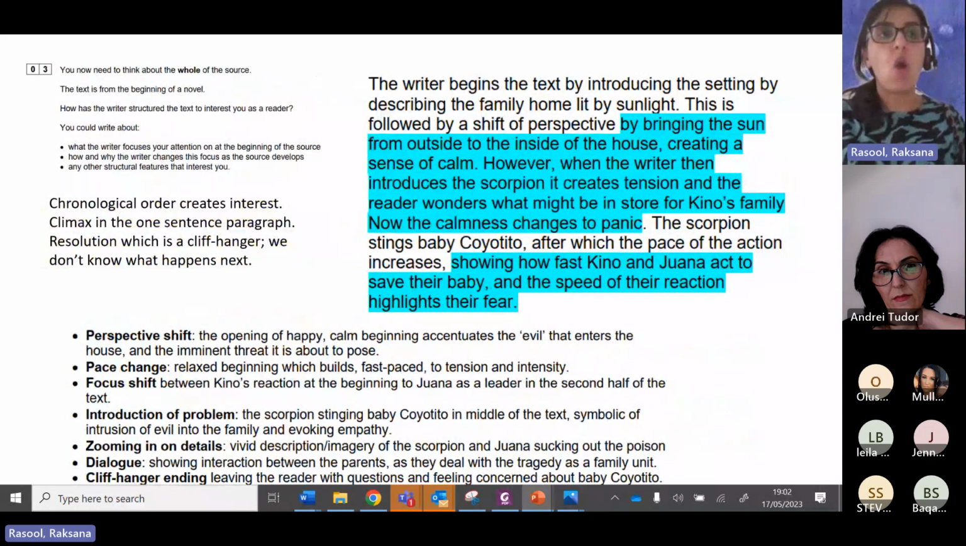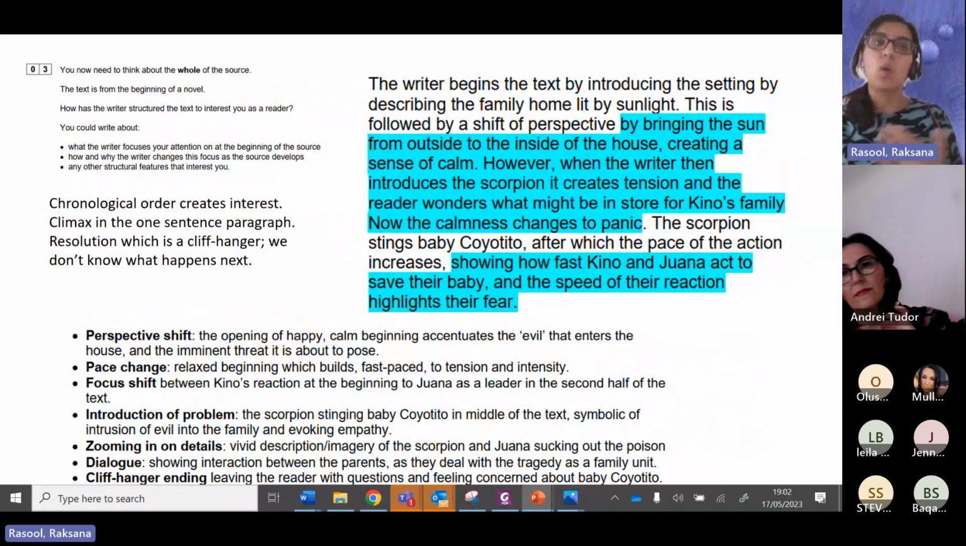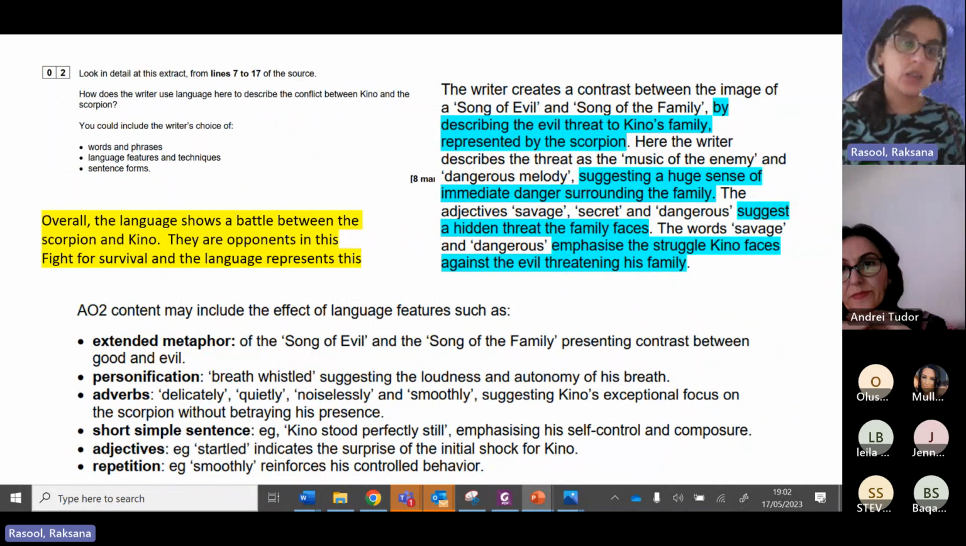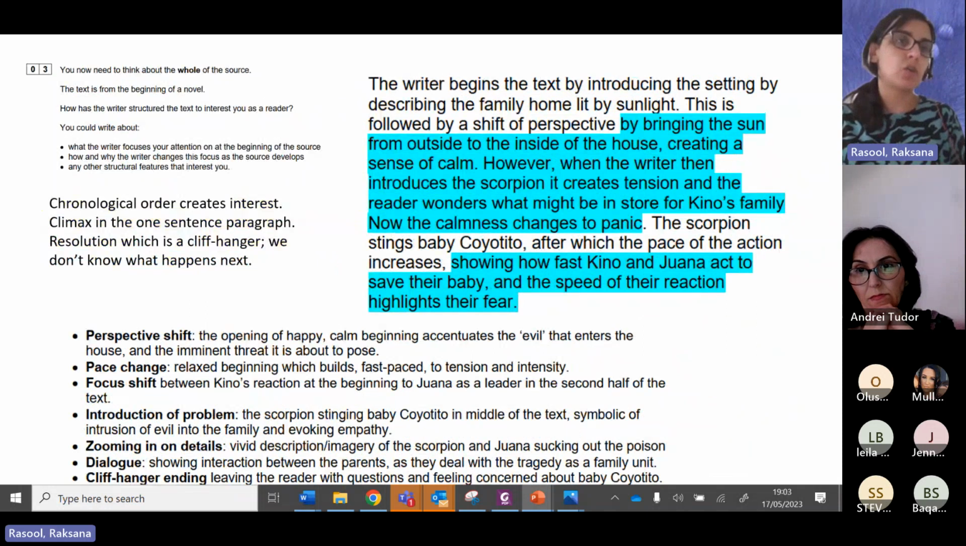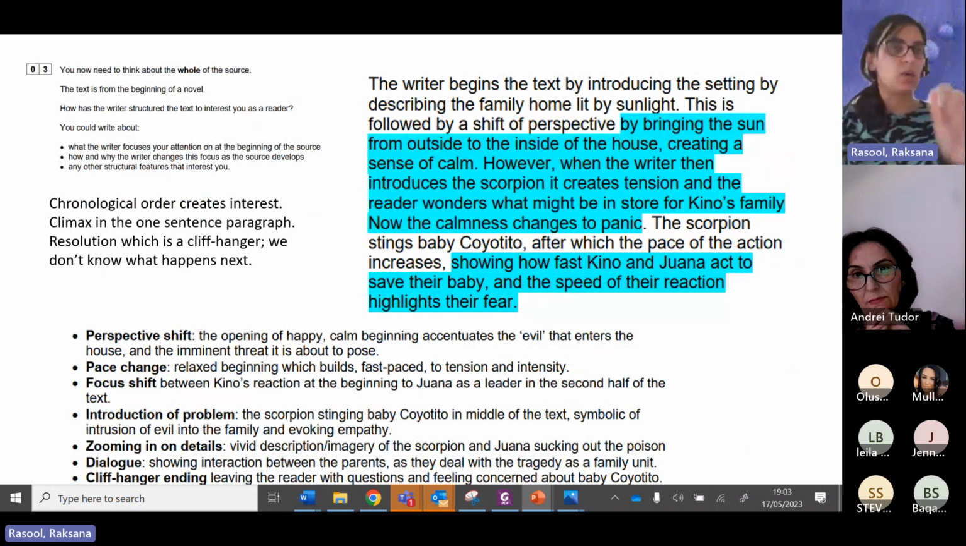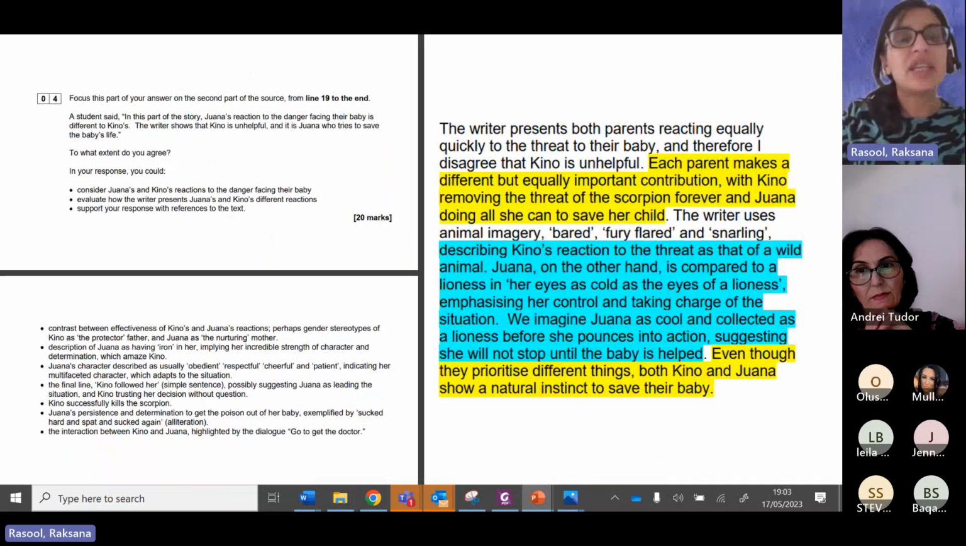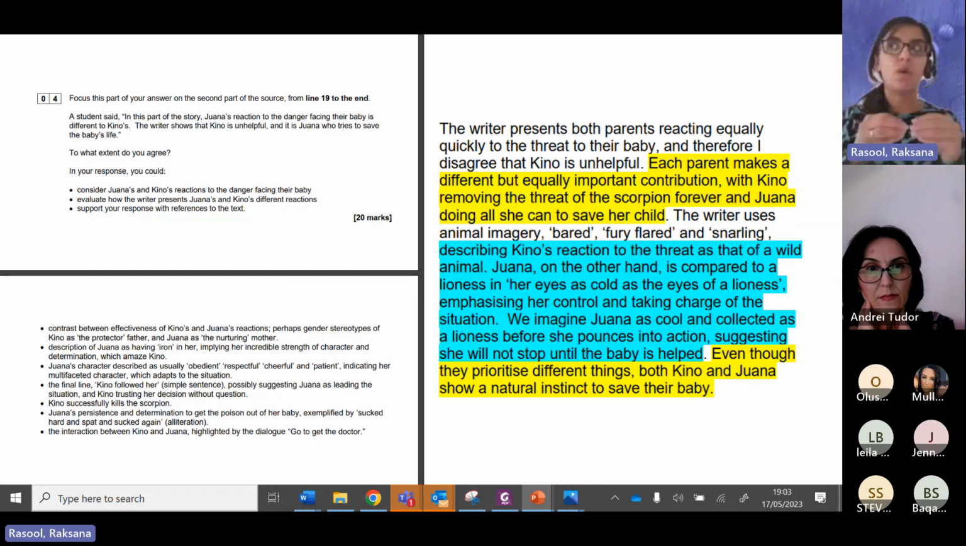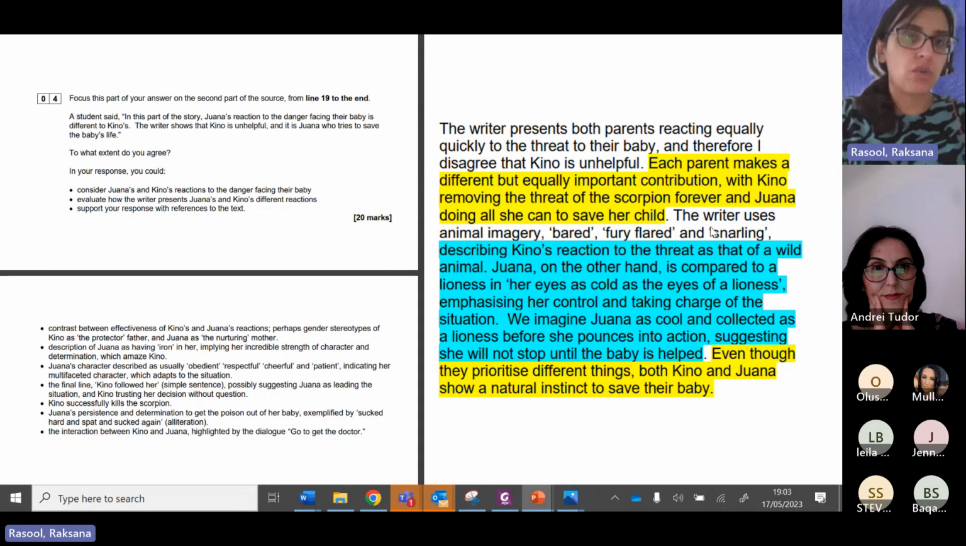And the same for question 3. Why dedicate so much time to it when the maximum mark you can get is 8? Questions 2 and 3 are still only worth 16 marks altogether. This on its own is worth 20. And it's much easier to get 20 marks or 10 marks or 15 marks in this question than it is for these, because these questions are looking for something particular, something precise. This is looking for an overall. And actually, I like these questions because question 4 is asking for your opinion, for your perspective, from your point of view and the evidence. So, for example, a student said, in this part of the story, Juana's reaction to the danger facing their baby is different to Kino's.